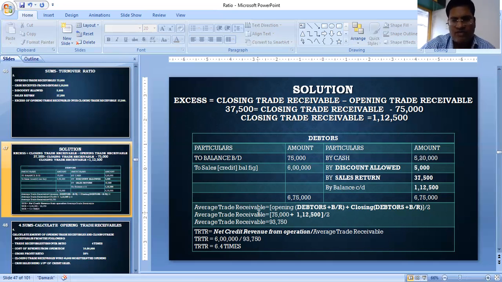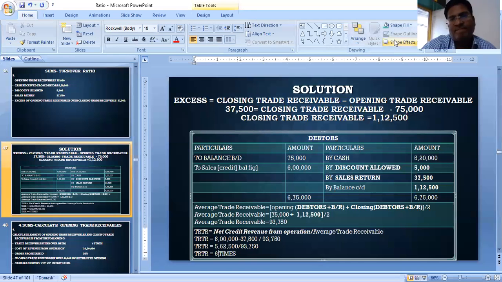Now we see that 93,750 is the average trade receivables, and credit sales is 6 lakhs. That credit sale is gross, so we need to subtract the sales return 37,500. We get net credit revenue from operation 5,62,500. Divide by average trade receivables 93,750, and the answer is 6 times. Clear, students?